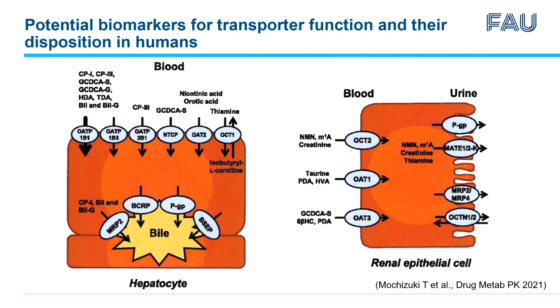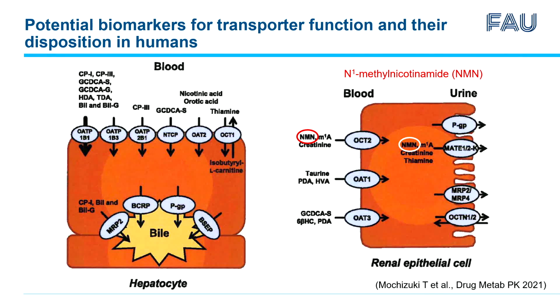Classically, drug substrates of these two transporters are metformin, for example, and as endogenous biomarkers, NMN (N-methylnicotinamide), N1-methyladenosine and creatinine have been proposed. But the latter one has certain limitations because it has a really high fraction of filtration and a quite small component of active secretion. And in the following, I will go a little bit more into detail on NMN as biomarker for this OCT2-MATE axis.